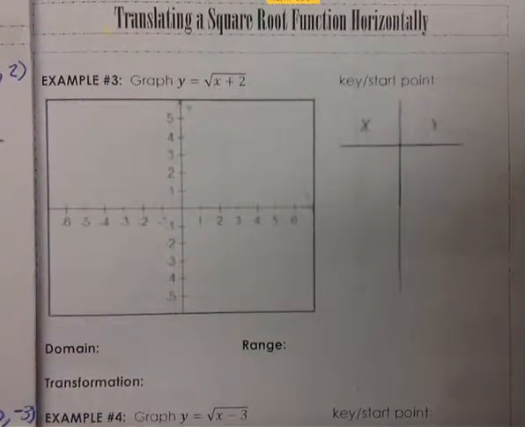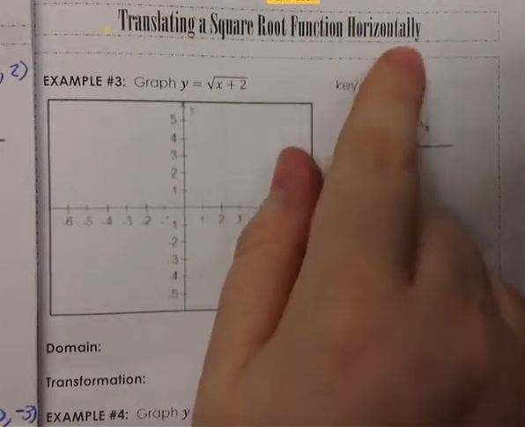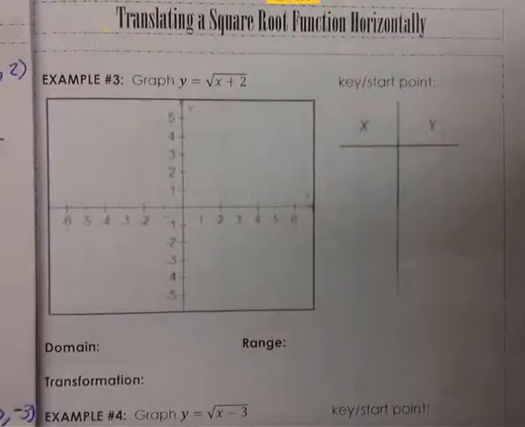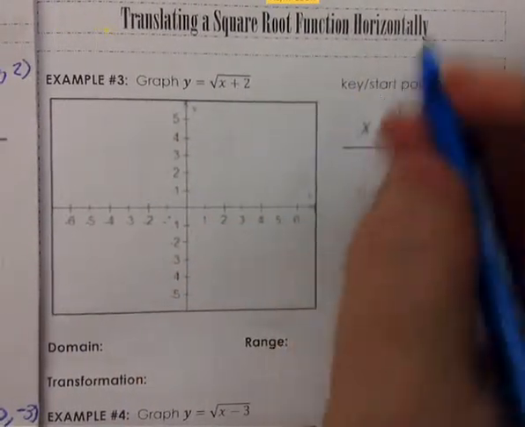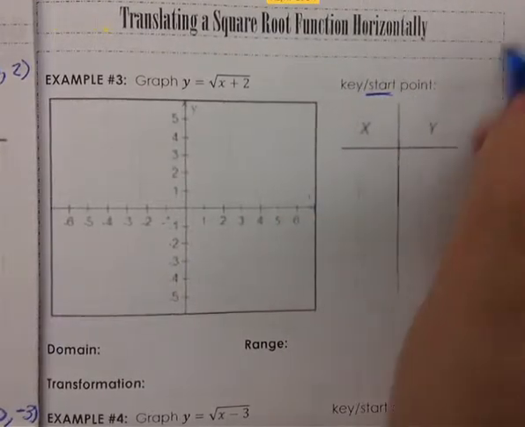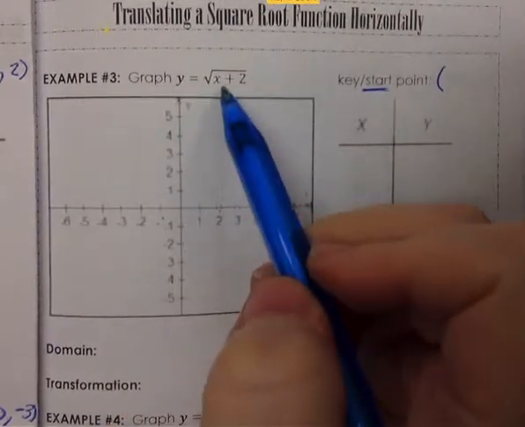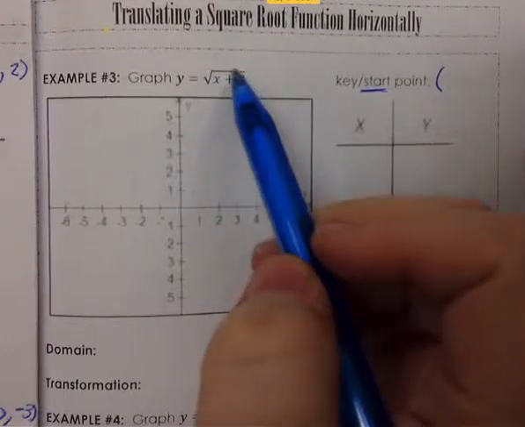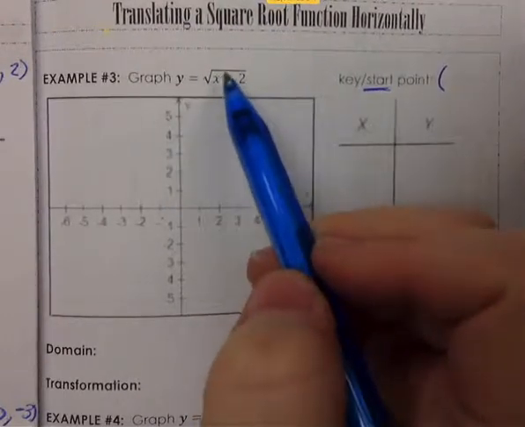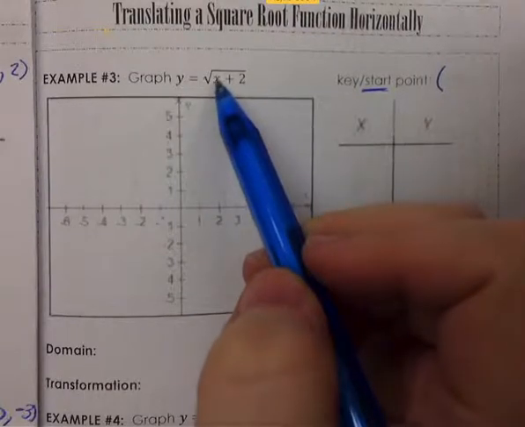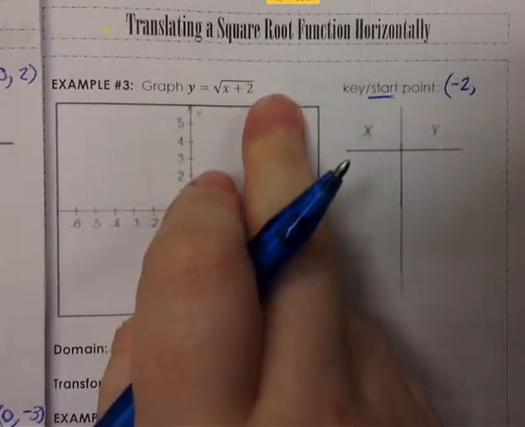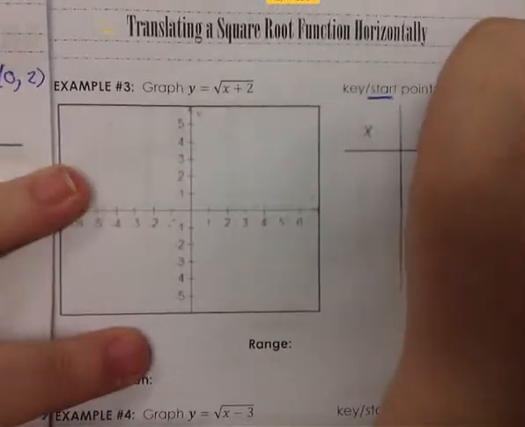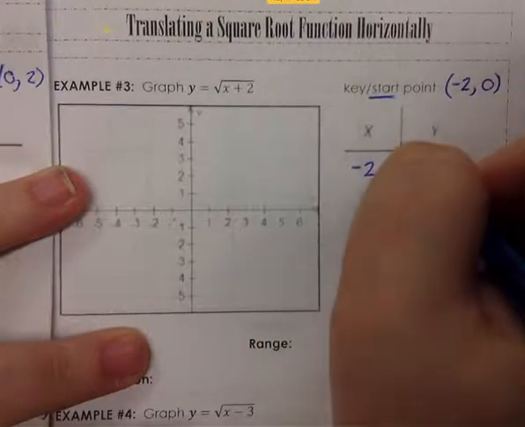In example 3, we're going to graph this one. This one is also going to be translating horizontally, which means it's going to go left or right. Since we're dealing with a square root, we will have a start point. For our h value, if we go inside of our radical, what will make the inside of the radical 0? Negative 2 plus 2 gives us 0, so x would have to be negative 2. So this would be negative 2, comma. For the k value on the outside, there's nothing out there, so it's 0. So our start point is negative 2, 0.